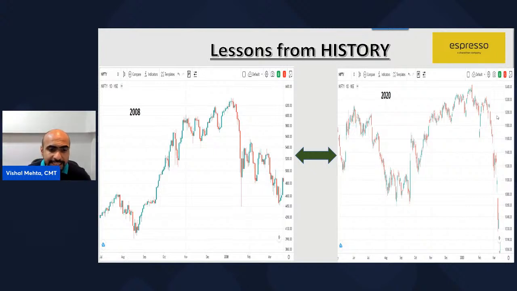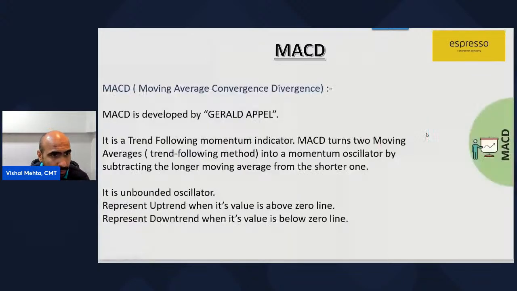And this is what the market structure, the behavior of the market, remains the same. The human tendency, the traders' psychology, is the same. That is why they will keep on repeating the same stuff again and again. Greed and fear affect everyone. So this is how I'm going to compare 2008 and 2020.